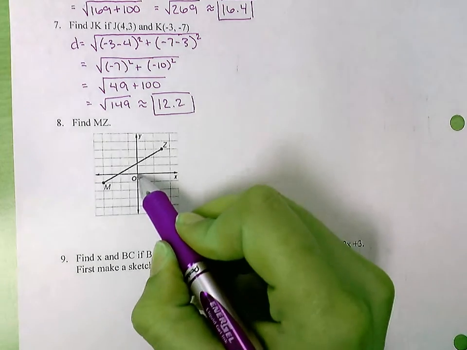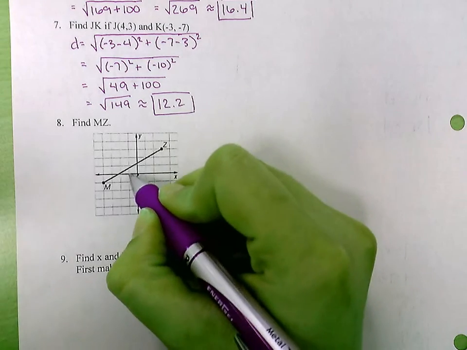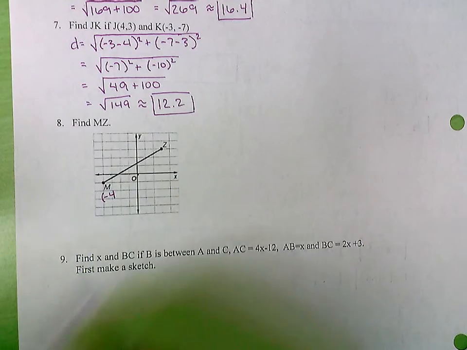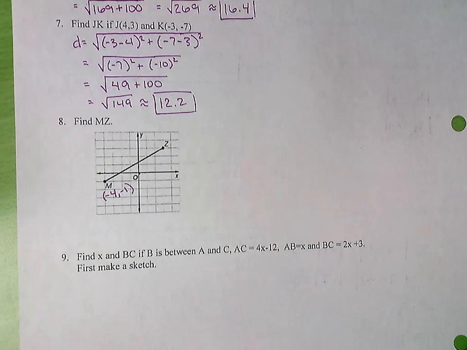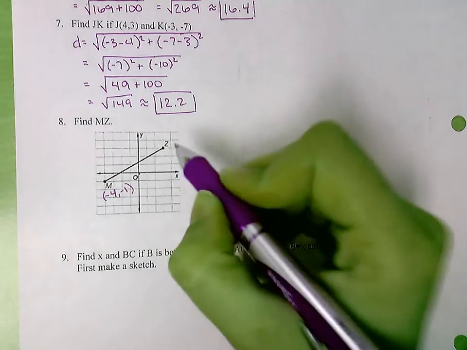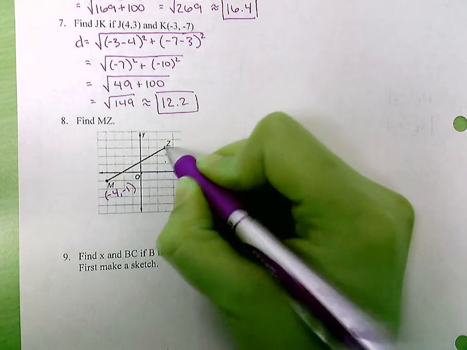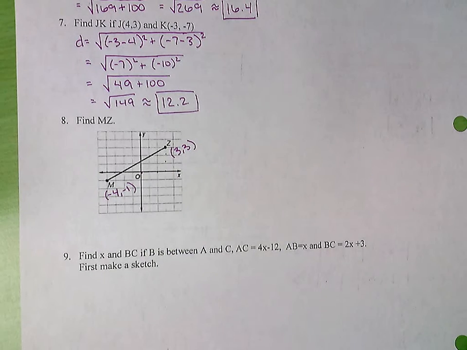So, from the origin, to get to point M here, I go left 1, 2, 3, 4. Okay, so left 4, and then down 1. So point M is at -4, -1. Point Z, I go right 3 and up 3. So point Z is at 3, 3.